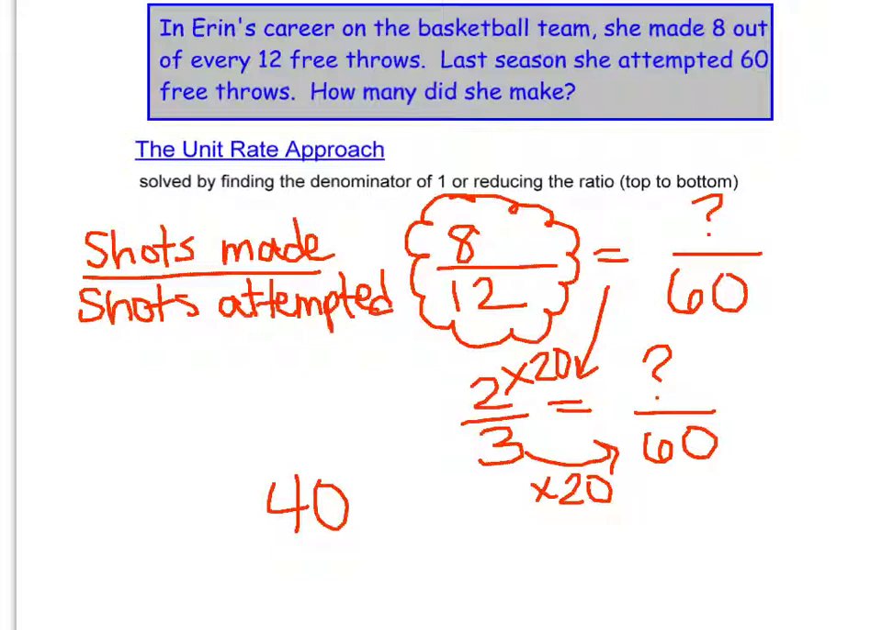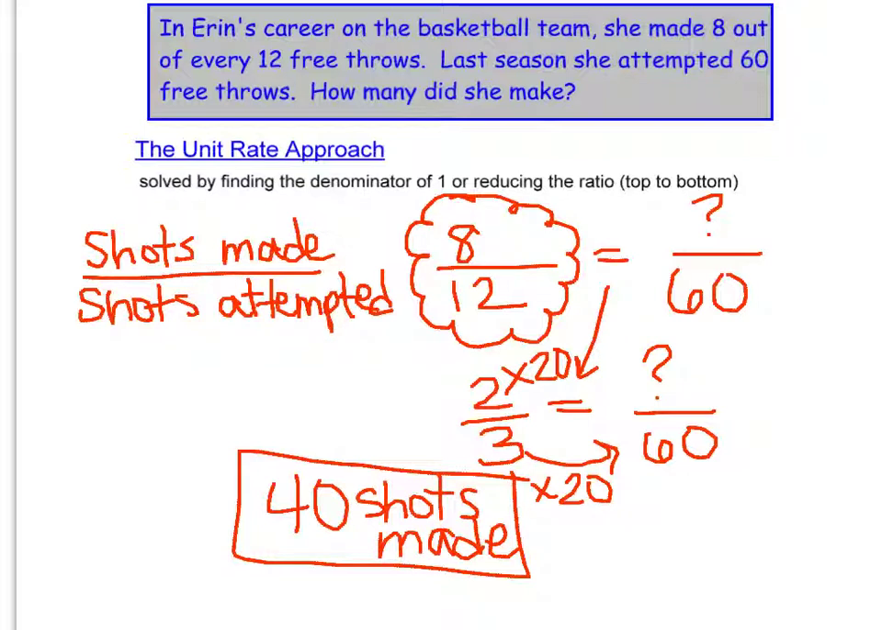And we're going to add some labels to this. So she made 40 shots made, and then box our answer out. So that is what the question mark stands for. Let's try the next approach.